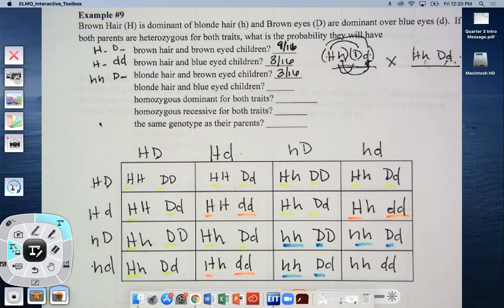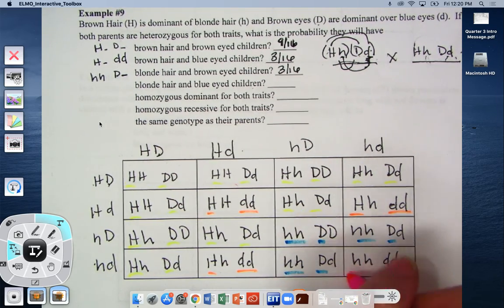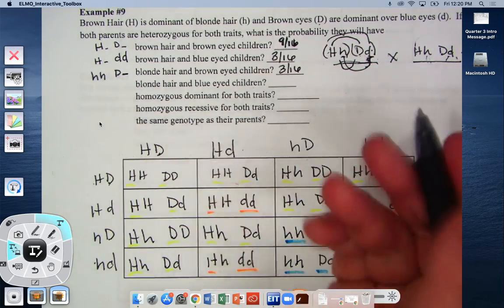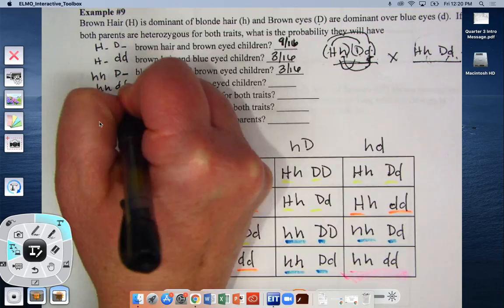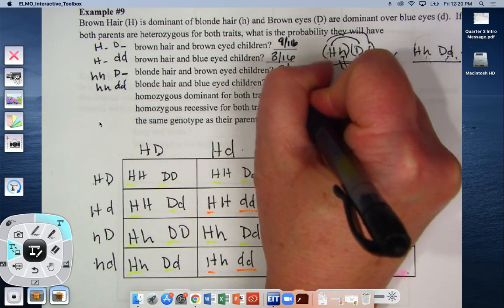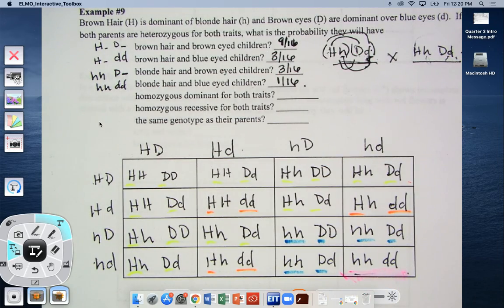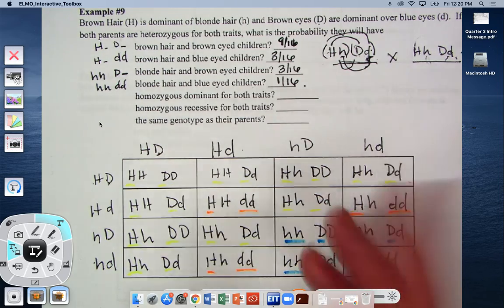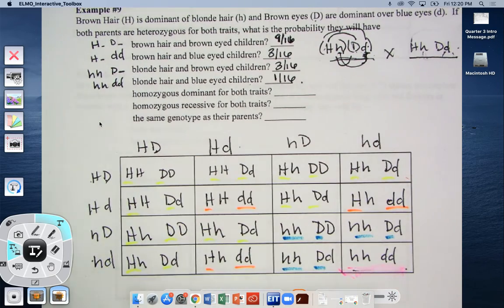And now blonde hair and blue-eyed children. So blonde hair, blue eyes, like that. So that would be the one down here. Now that was phenotypes. And so we asked for phenotypes. And if you have a heterozygous cross, you are going to get 9331. But a lot of my questions are for genotypes, and there is nothing to remember. You're just going to have to search for genotypes.